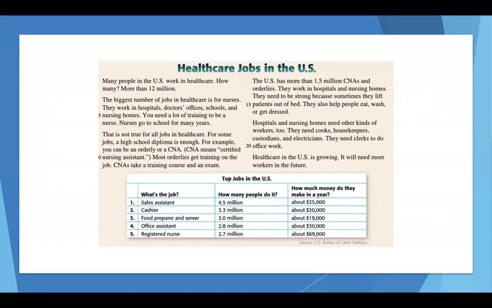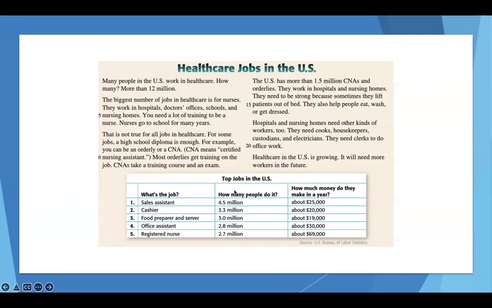The US has more than 1.5 million CNAs and orderlies. They work in hospitals and nursing homes. They need to be strong because sometimes they lift patients out of bed. They also help people eat, wash, and get dressed. Hospitals and nursing homes need other kinds of workers too. They need cooks, housekeepers, custodians, and electricians. They need clerks to do office work. Healthcare in the US is growing. It will need more workers in the future.